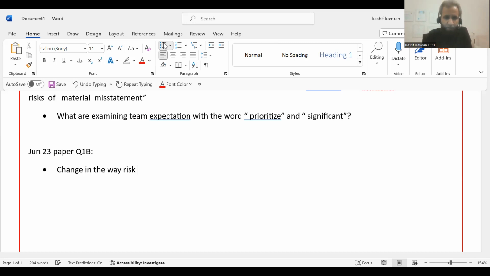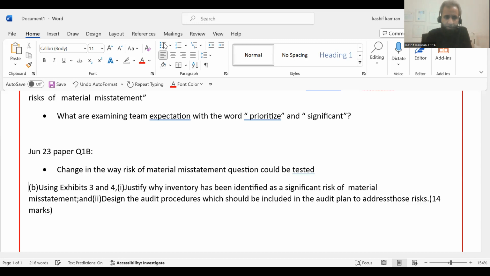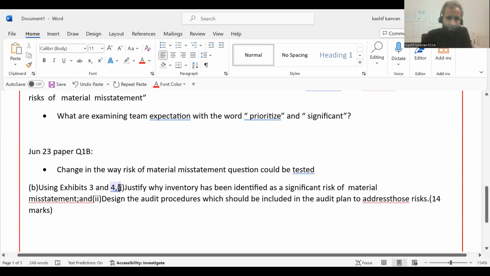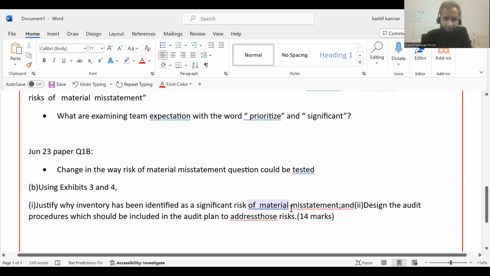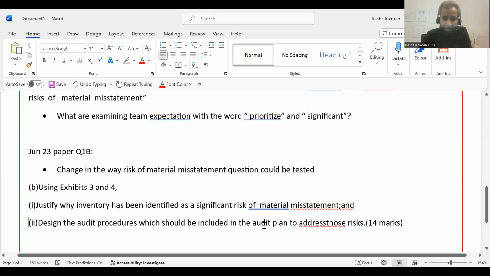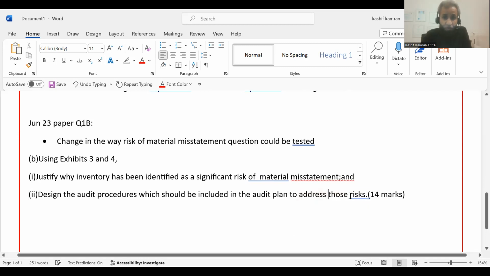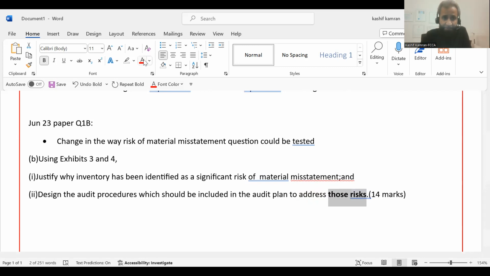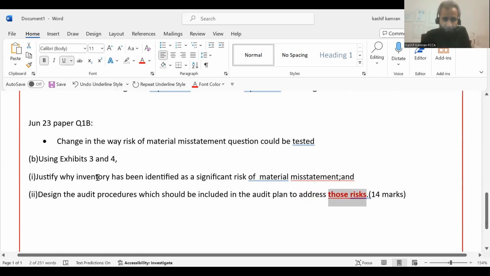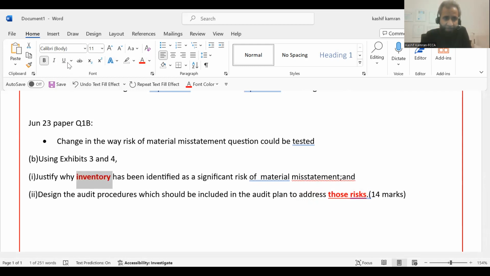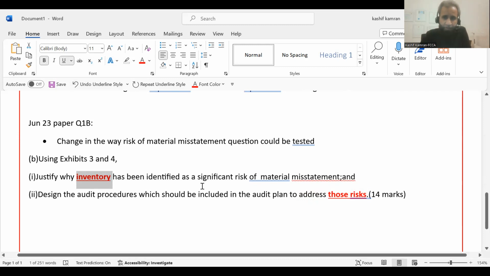in the way a risk question could be tested. Which risk question? Risk of material misstatement question could be tested. And this is the change. Using Exhibit 3 and 4, number 1, justify why inventory has been identified as a significant risk. And number 2, design the procedures which should be included in the audit plan to address those risks. Which risk? Those risks. The risk which you must have identified in the inventory. So the risk you must have found in inventory. The examining team is asking what sort of procedures will you make on the risk you have identified in the inventory?